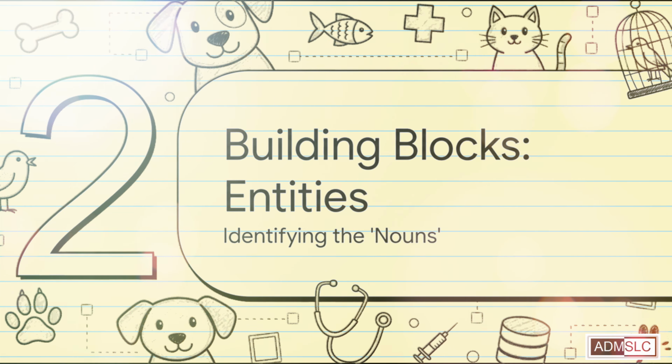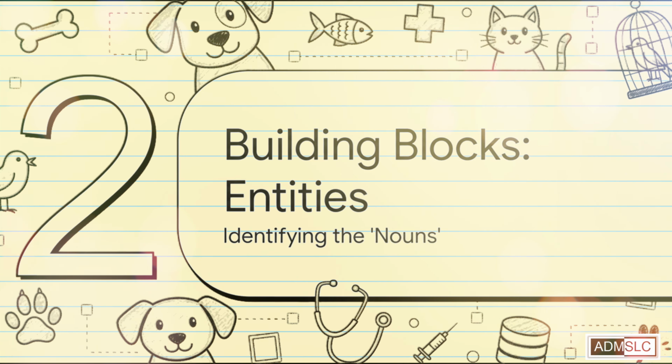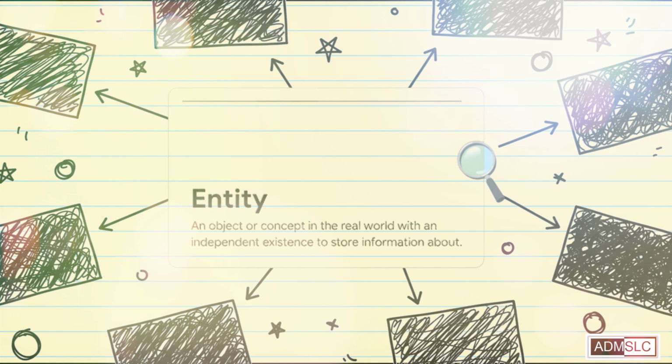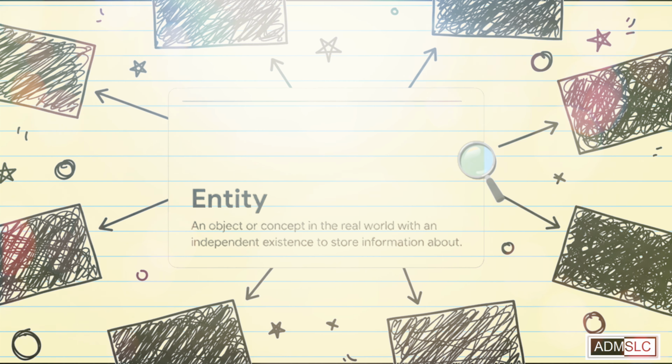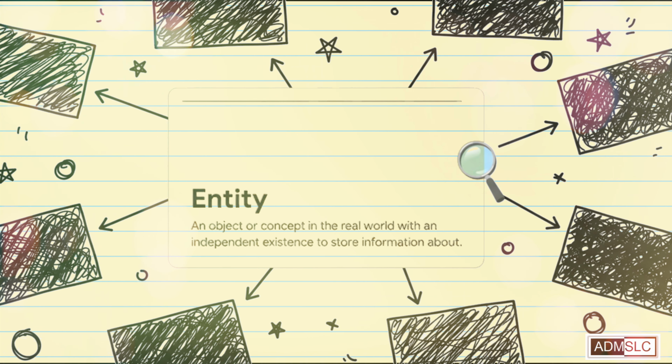All right, let's start with those building blocks, the nouns of our system. These are the entities. And we're going to go right back to our vet's office to see how this works in practice. So what's an entity? It's really just anything that we need to store information about. Could be a person, an object, even a concept. And to represent it in our diagram, we just draw a simple rectangle.